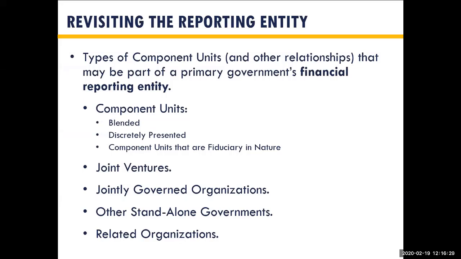These relationships may result in many different arms, the most common being component units that are either reported as blended component units or discretely presented component units, or component units that are fiduciary in nature. But there are other relationships we tend to forget. Joint ventures are very common, jointly governed organizations, other standalone governments, and related organizations. All these relationships we should at least disclose in text. And a lot of these we tend to forget about.